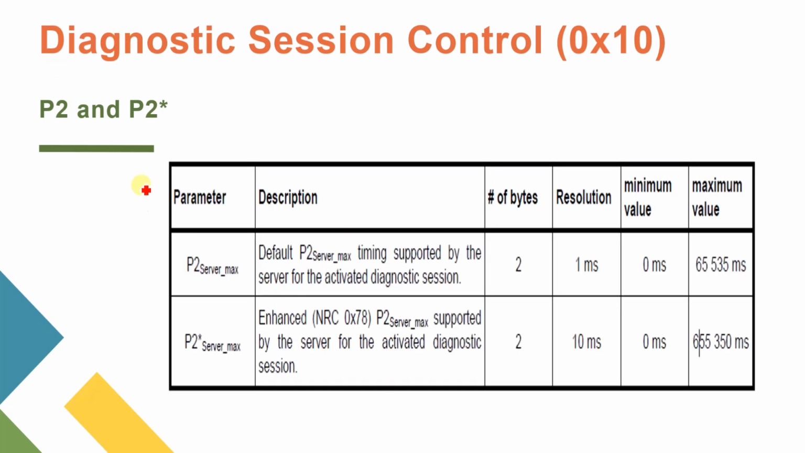So if you see P2 and P2 star, P2 has 2 bytes of information and a resolution of 1 millisecond, and the minimum value is 0 millisecond and the maximum value is 65535 milliseconds. P2 star also has 2 bytes, but it has a resolution of 10 millisecond, and the minimum value is 0 millisecond and the maximum value is 655,350 milliseconds.